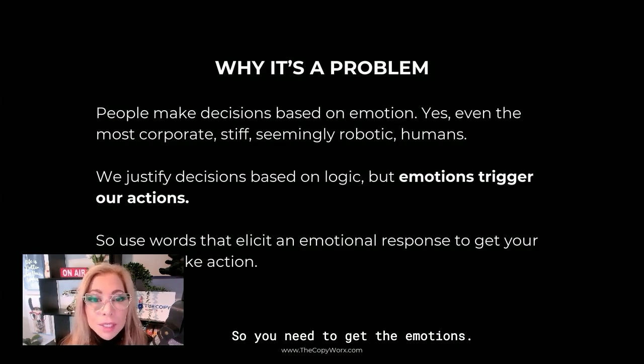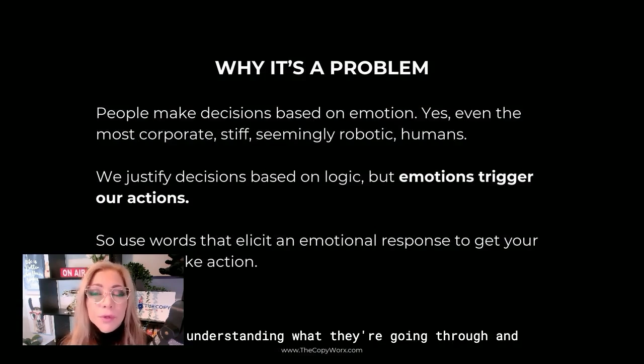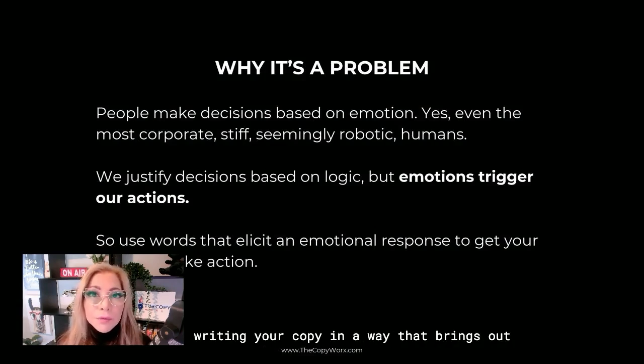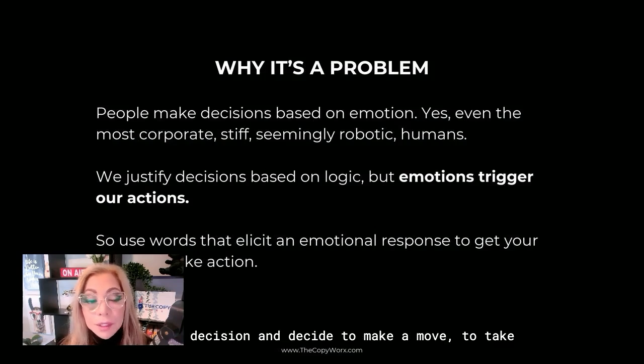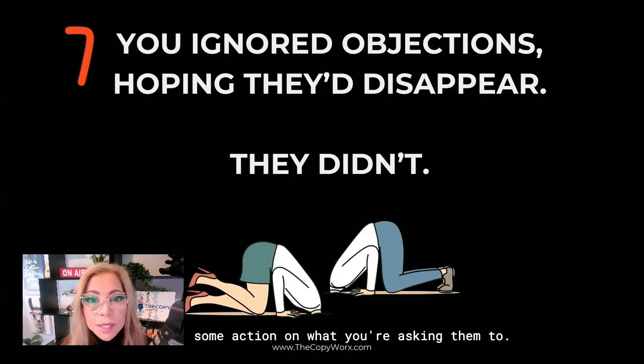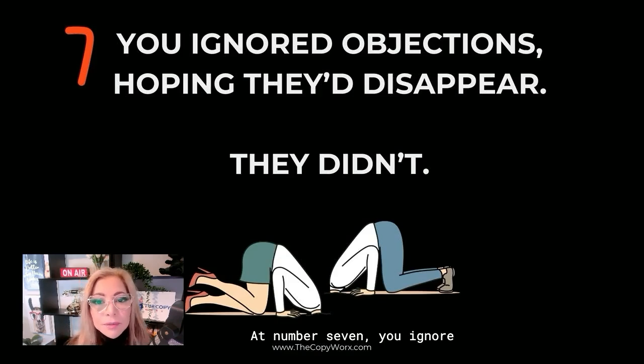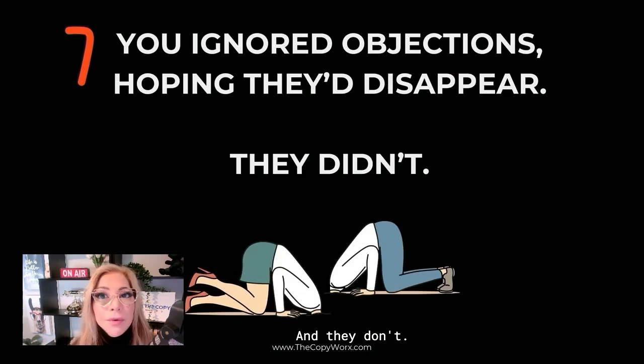So you need to get the emotions into that copy. And it goes back to understanding what they're going through and writing your copy in a way that brings out those emotions that enable them to make a decision and decide to make a move, to take some action on what you're asking them to. And number 7, you ignore objections, hoping they disappear, and they don't.